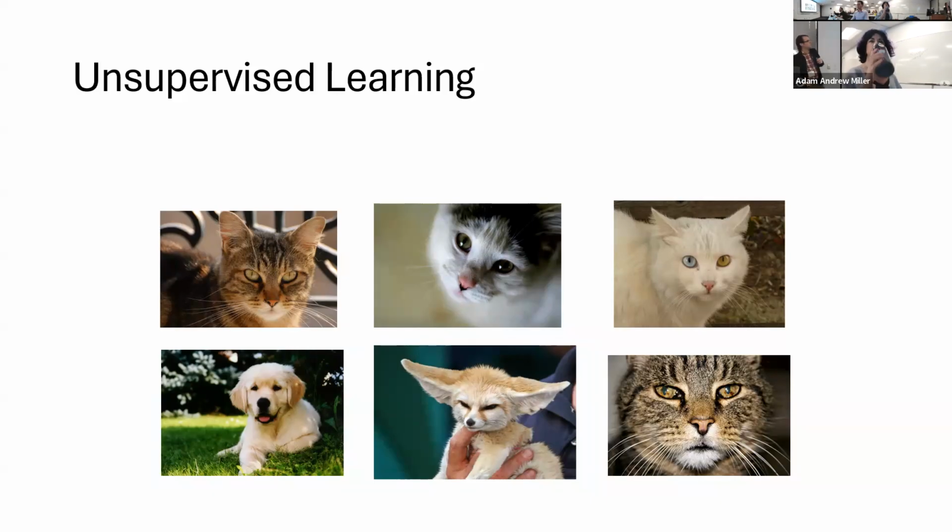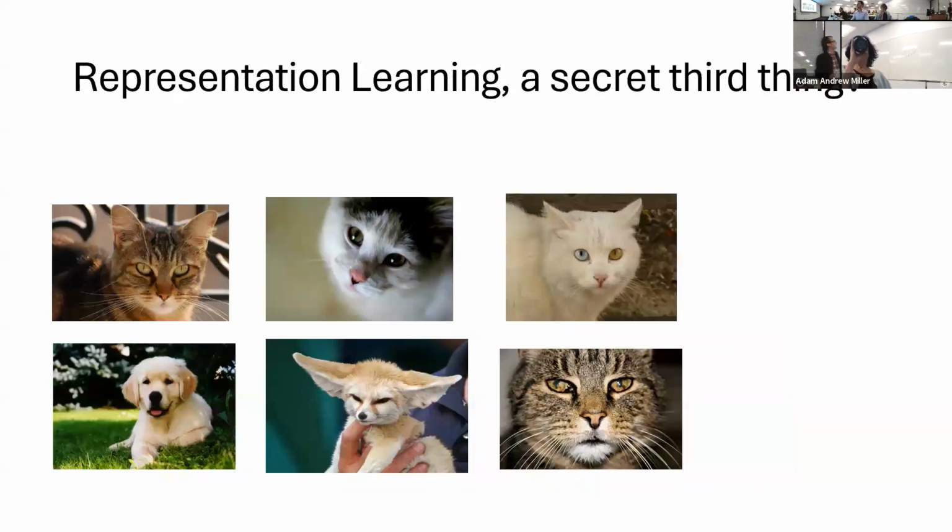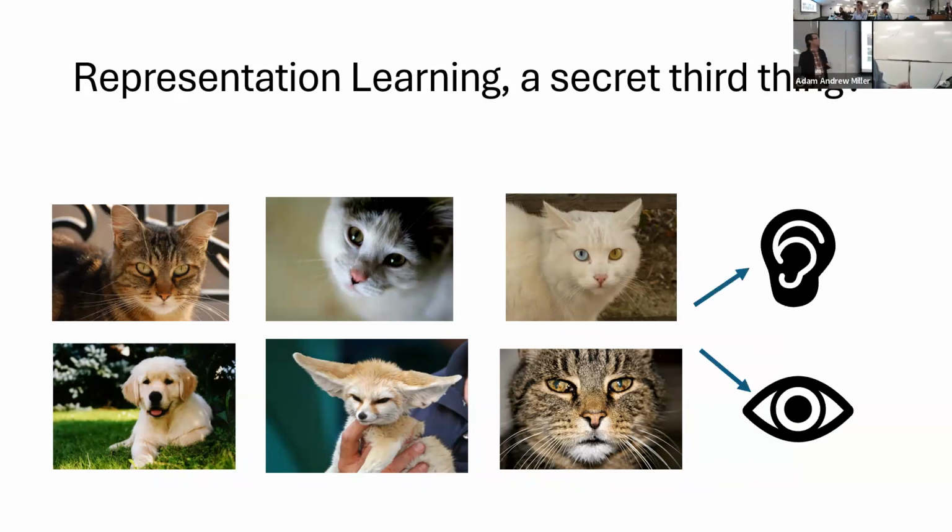Oh, that was a transition that worked backwards. So representation learning is sort of a secret third thing. So we're going to start with a collection of images or a collection of other data. And what we want to be able to do is map to some low dimensional representation. So you could say all of these images are really captured by maybe the shape of the eye or the shape of the ear, something like that, right?